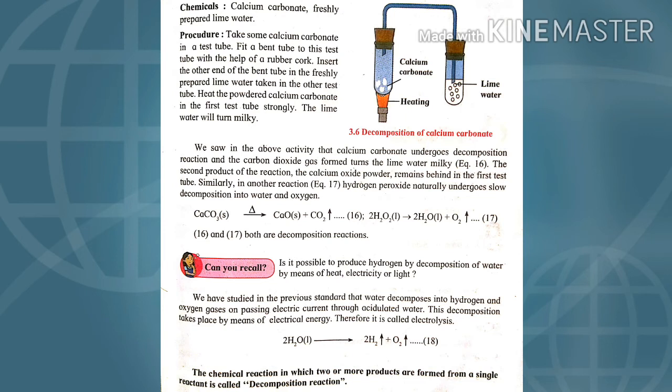Similarly, different degradation processes take place in nature. For example, organic waste is decomposed by microorganisms. As a result, manure and biogas are formed. Biogas is used as a fuel.